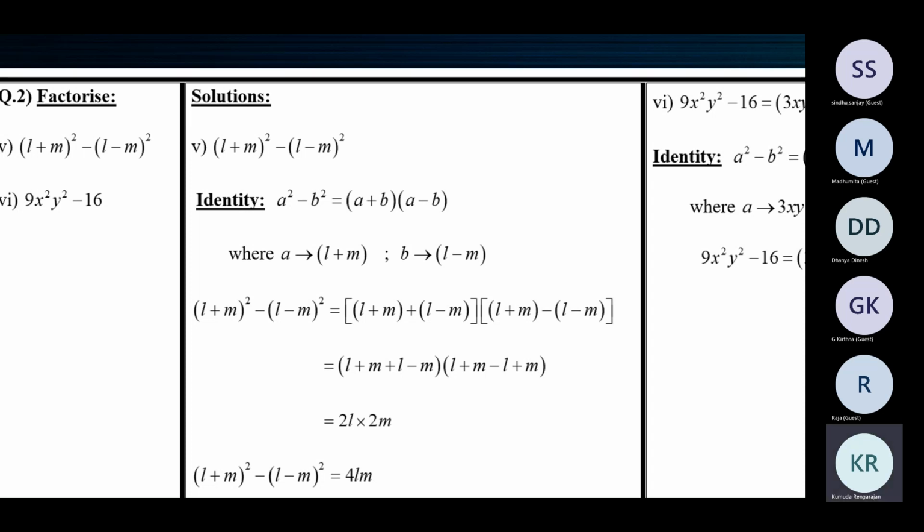Is the procedure understood, children? Yes, ma'am. Okay, take a screenshot and you can write it down later. We'll finish 6, 7, and 8.